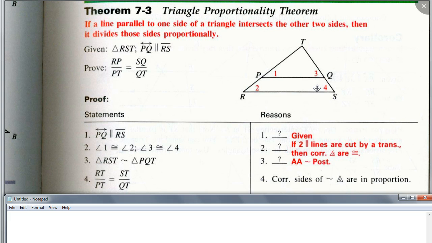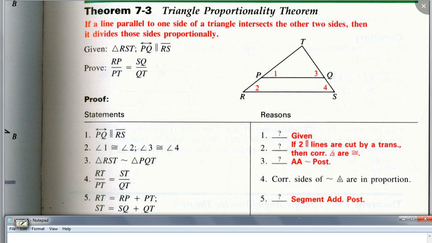So don't we have to mention something about RP and SQ? What do you guys know about RP and SQ? What can we say about RP and SQ? We have to mention these segments somehow. Grace? Yeah, let's just write that down. What is the reason? Segment addition postulate.